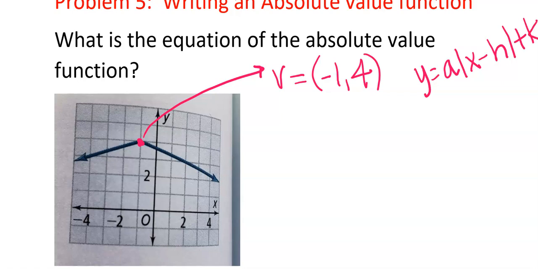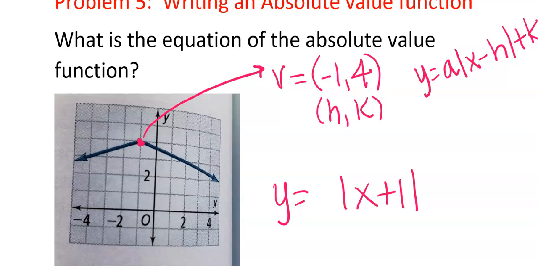So my h is -1. Okay, so I'm going to start writing it in there right now. So generally it's a minus in there, right? So I'm going to go x minus a -1, which would be x plus 1 this time. My k is 4, so I'm going to put a plus 4 at the end.